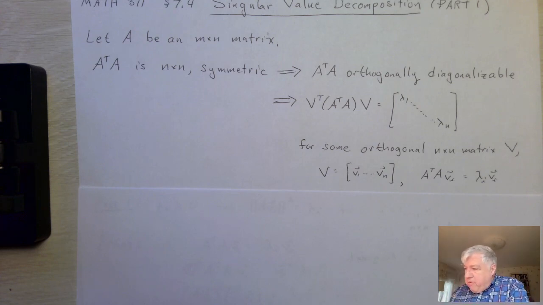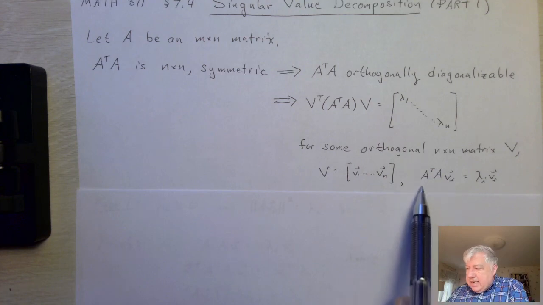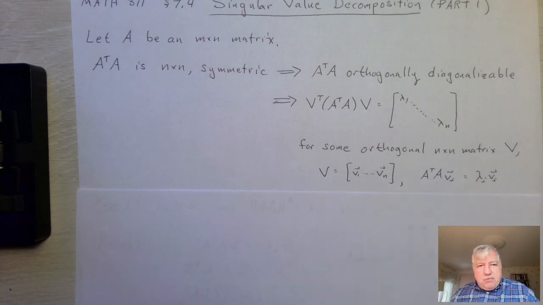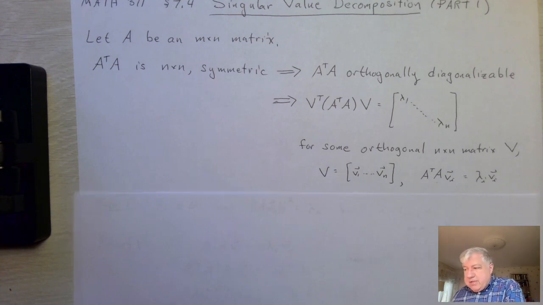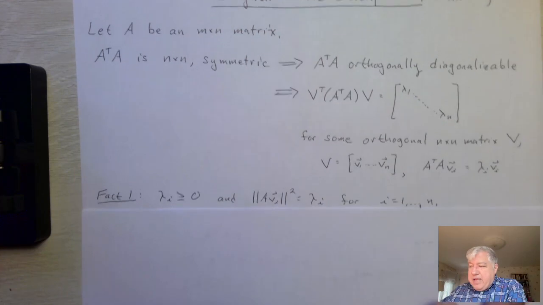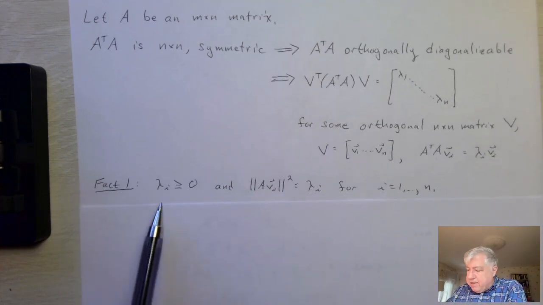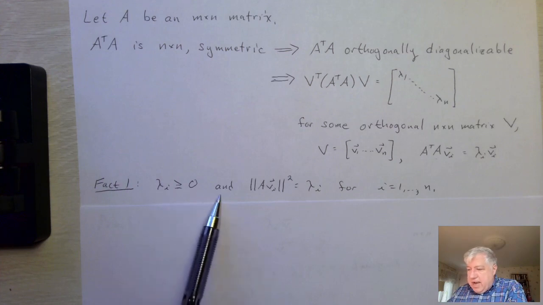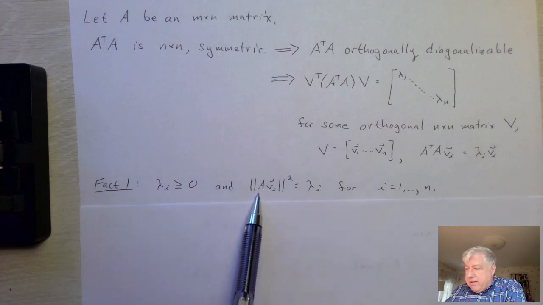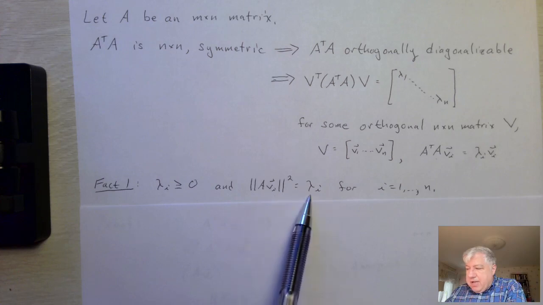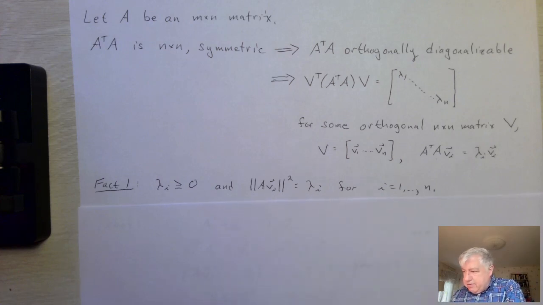Now we already know that because A transpose A is symmetric and real, and we're assuming all the entries are real here, the eigenvalues will be real, but in this case they will also be non-negative. So we're going to prove this first fact: every lambda i is greater than or equal to 0, and in fact, the square of the length of A Vi is equal to lambda i for all i. Okay, so that's something a little new. So why is that true?